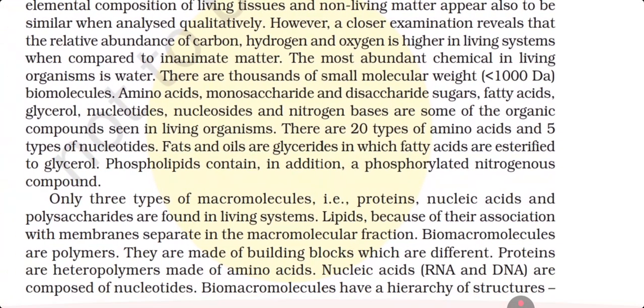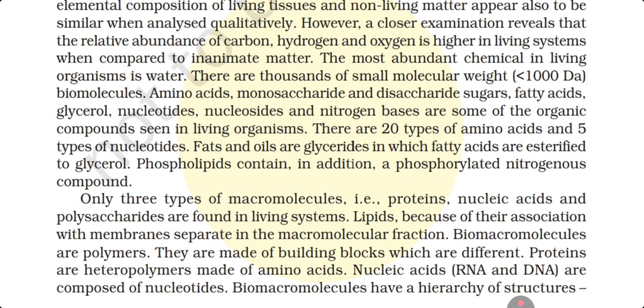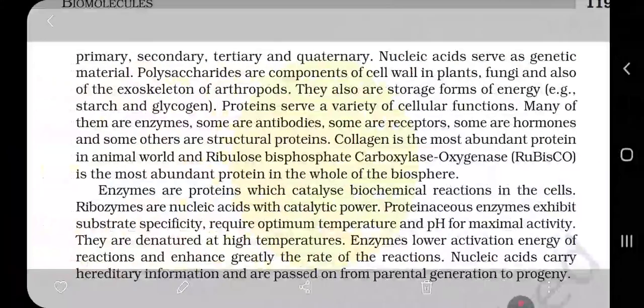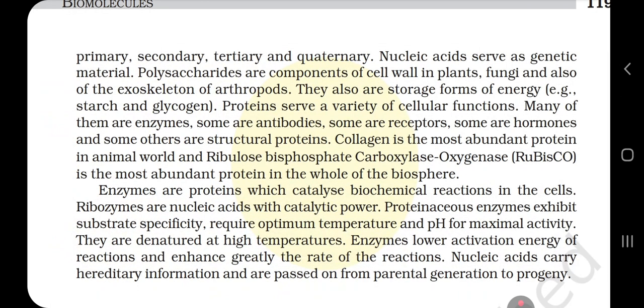Only 3 types of macromolecules, that is, proteins, nucleic acids and polysaccharides, are found in living systems. Lipids, because of their association with membranes, separate in the macromolecular fraction. Biomacromolecules are polymers. They are made up of building blocks. Proteins are heteropolymers made of amino acids. Nucleic acids, RNA and DNA, are composed of nucleotides. Biomacromolecules have a hierarchy of structures: primary, secondary, tertiary and quaternary. Nucleic acids serve as genetic material.